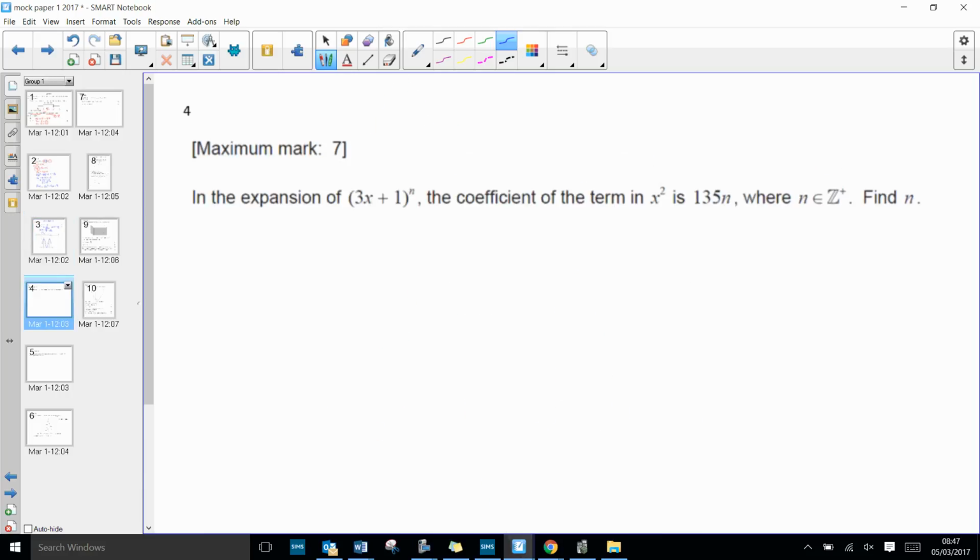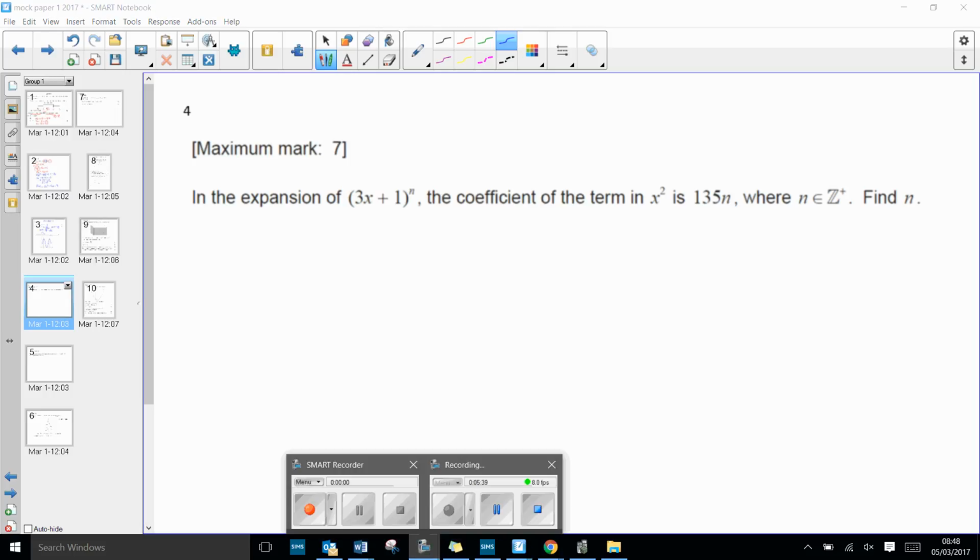In the expansion of 3x plus 1 to the n, the coefficient of x squared is 135n. Find n. And this was a really difficult question. So I might actually do this on the next recording.